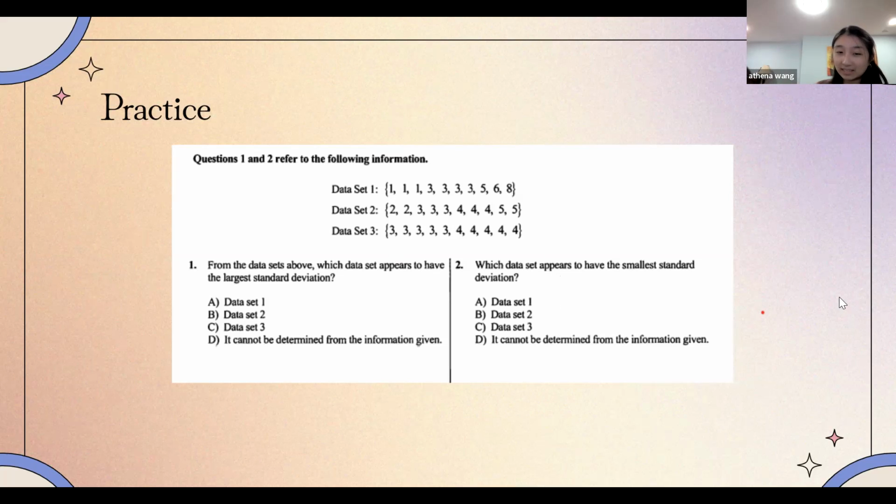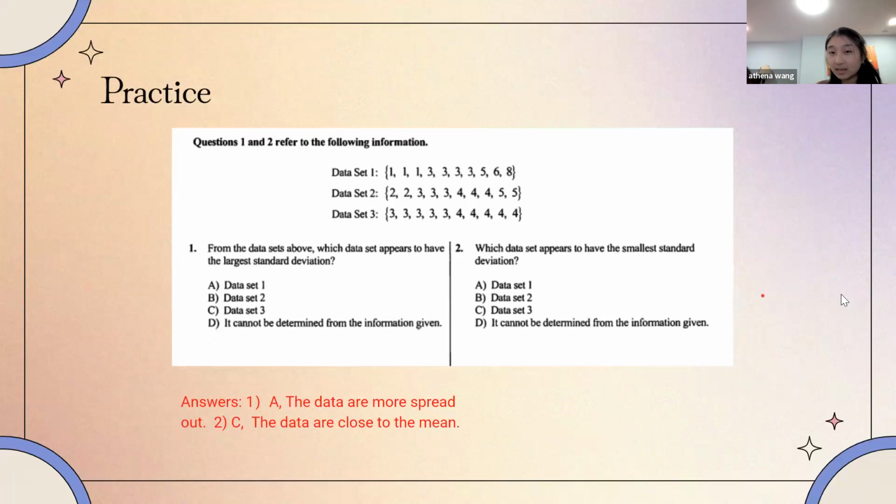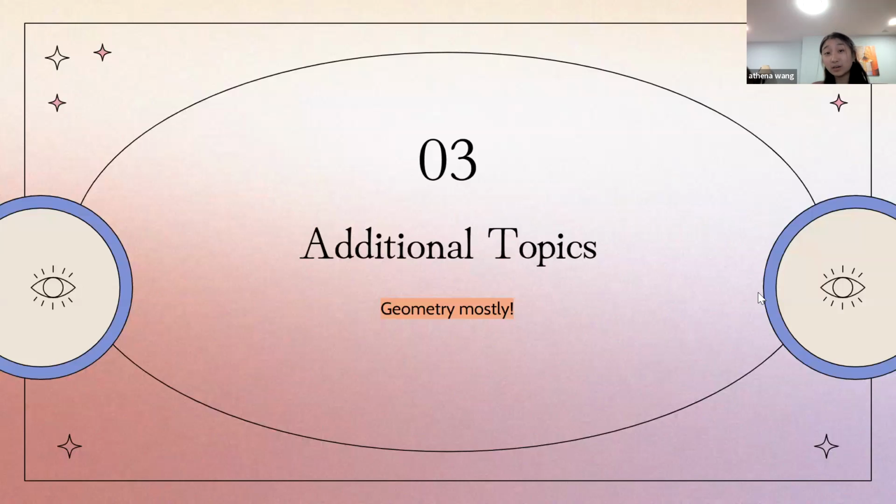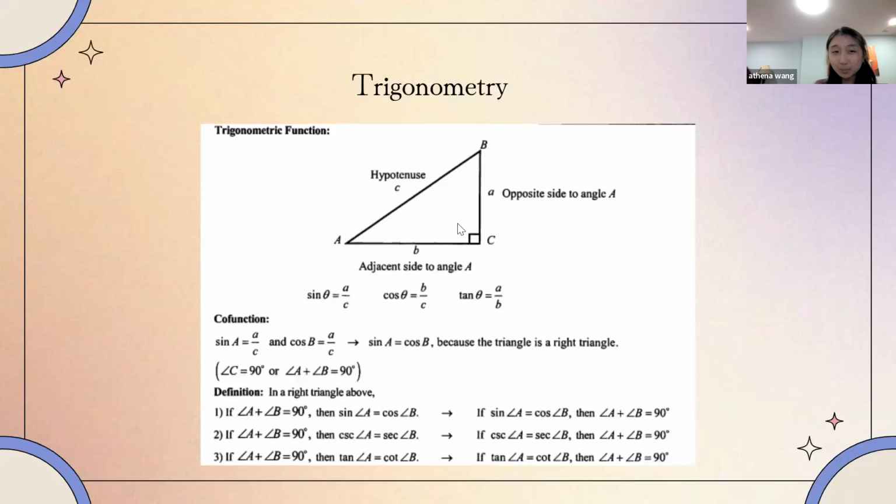Okay. And yes. Okay, so now we are moving on to our additional topics. This is mostly just geometry, and I will just speed through these. If you have questions, you can ask me after class, but I will try to finish all of this. Okay, so first of all, the SAT tests the most basic geometry.